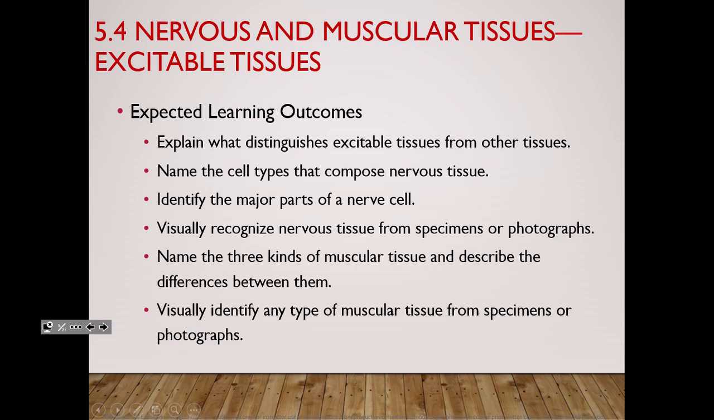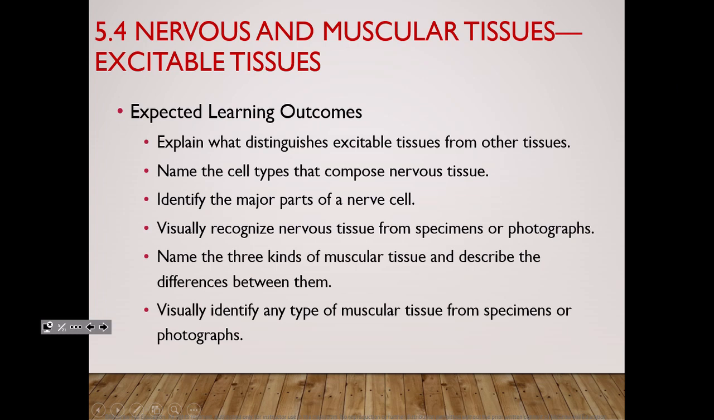Nervous tissue can send and receive electrical signals. Muscle tissue can only receive. We don't originate any electrical activity with our muscle cells. To originate that electrical signal, we need to use a nervous tissue to start the electric signal.